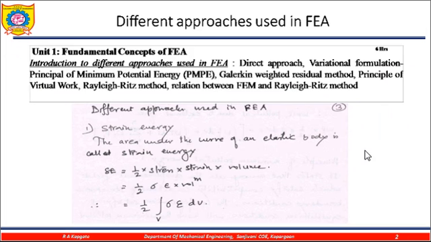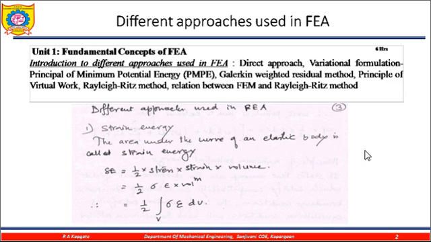The different approaches in the syllabus, they have mentioned the direct approach, variational approach, principle of minimum potential approach, and principle of virtual approach. These are all given. Later on we will definitely study them. But before that we need to understand some concepts which are used in finite element analysis.